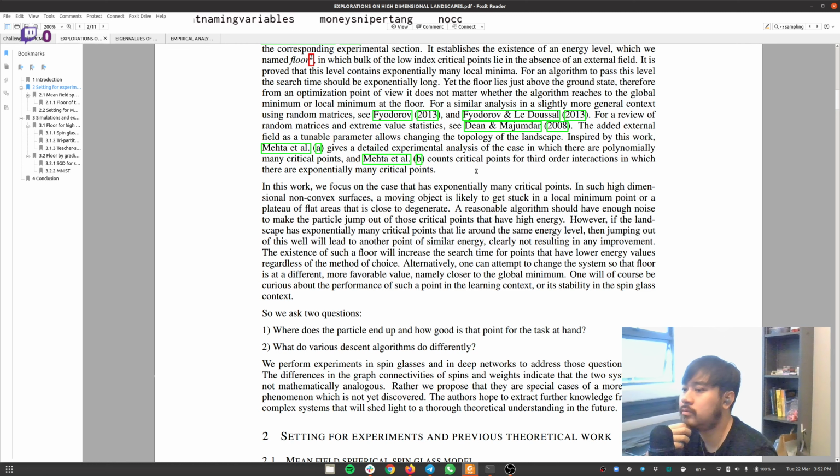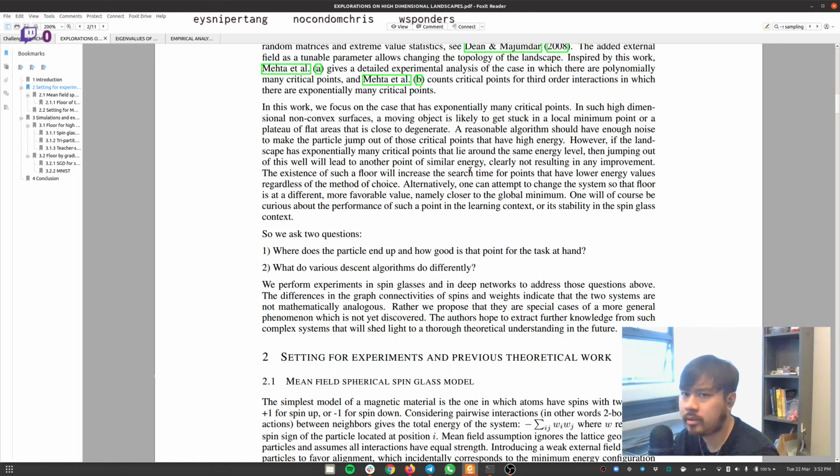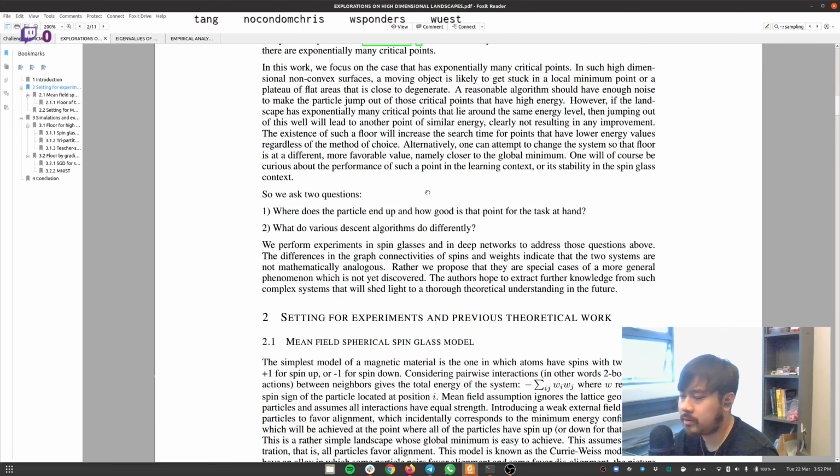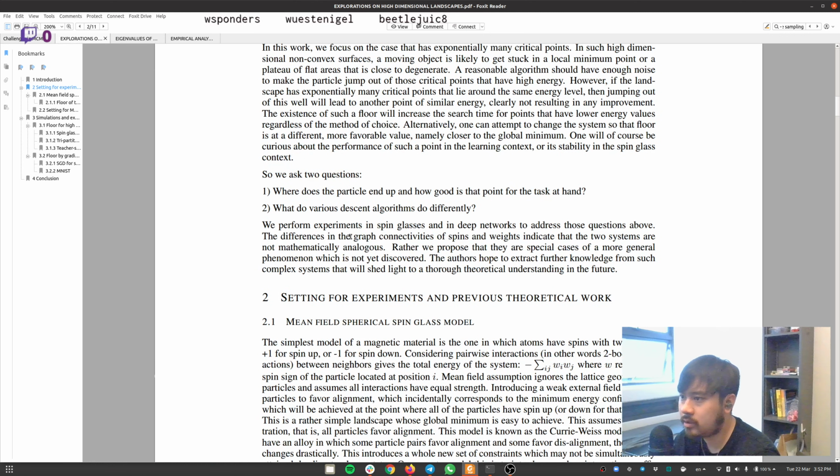Change the system so the flows at different. Where does the particle end up, and how good is that point for the task at hand? What do various descent algorithms do differently? Okay, then we have a deep network model. Difference in graph connectivities indicate the two systems are not mathematically analogous. We propose that they are special cases of a more general phenomenon which is not yet discovered.